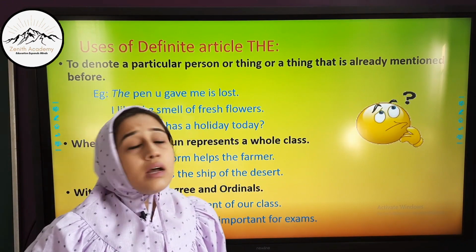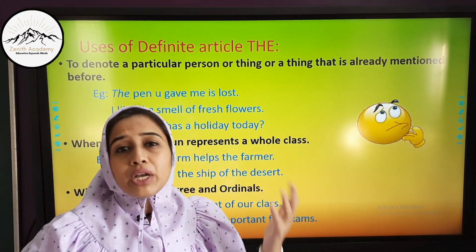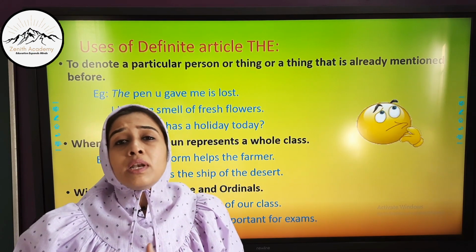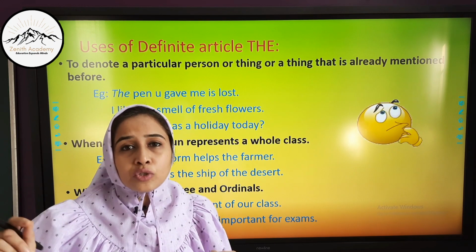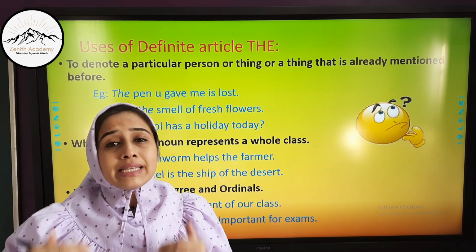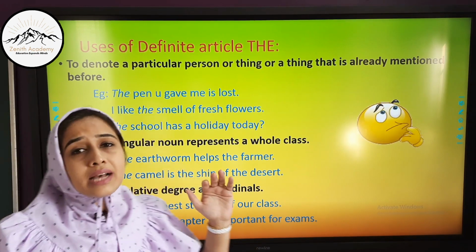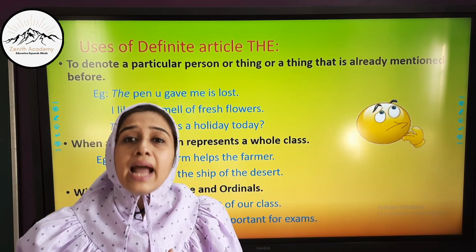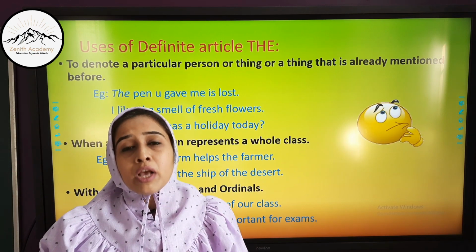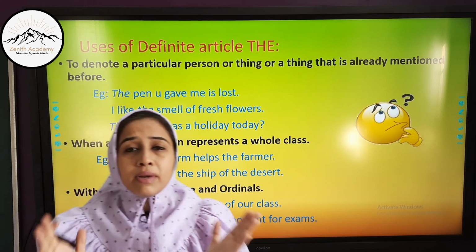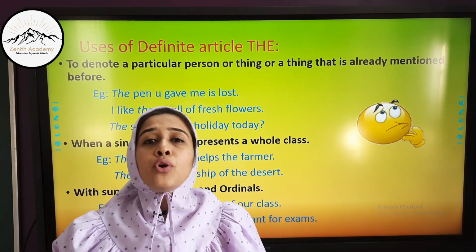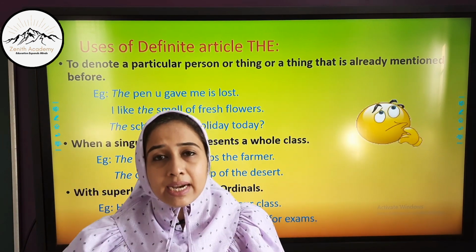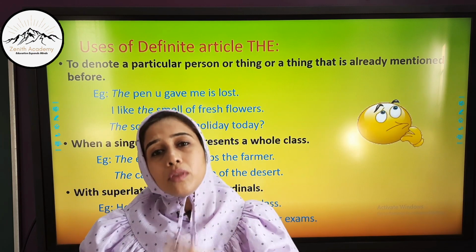So remember one thing: whenever we have already mentioned a particular thing, like there is a school in my lane, there is a school near my house. Here I am using a school because it is indefinite. Now in the next sentence I will say, the school has a holiday today. It means I have already mentioned a school in my lane, and that particular school has a holiday today. So first, when you are just mentioning randomly, it will be indefinite and you use a or an according to the sound. Then when you mention the same thing again in the conversation, it will become the.